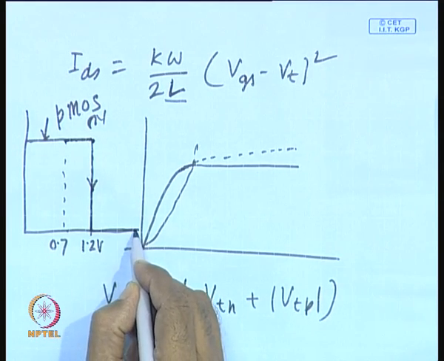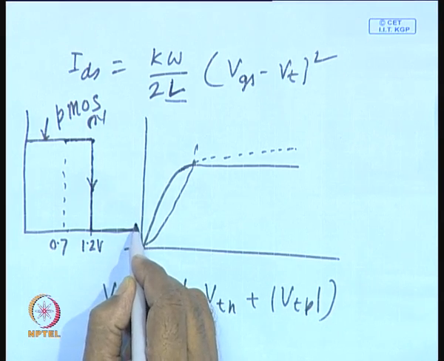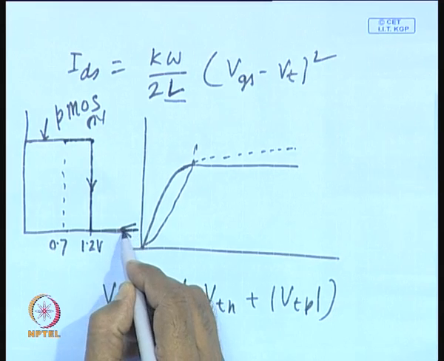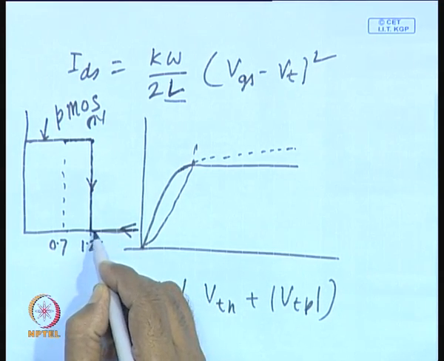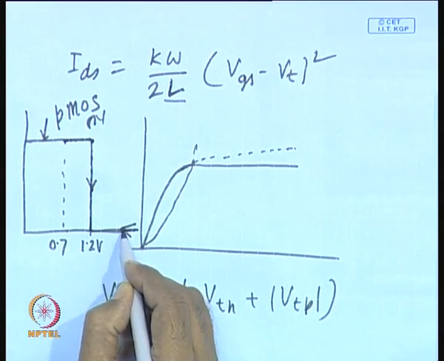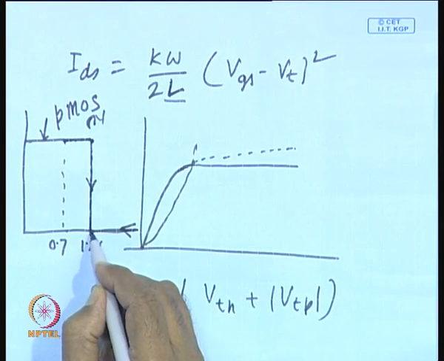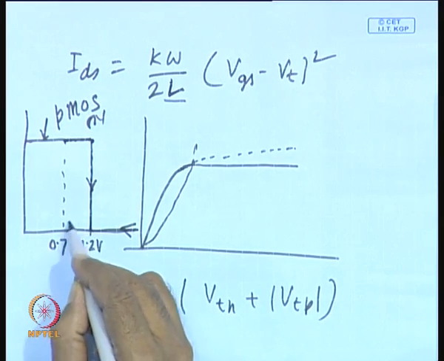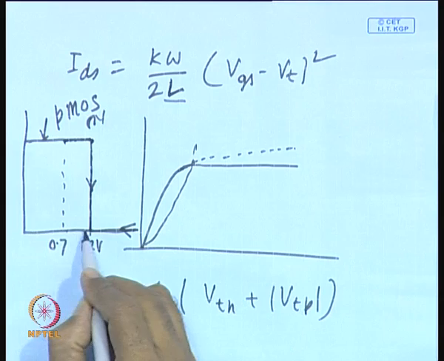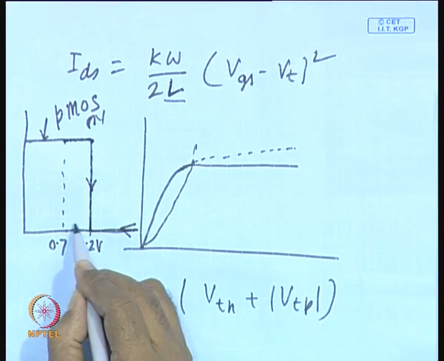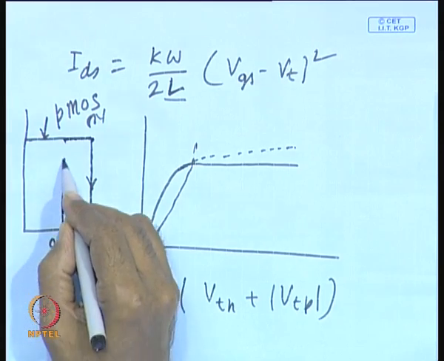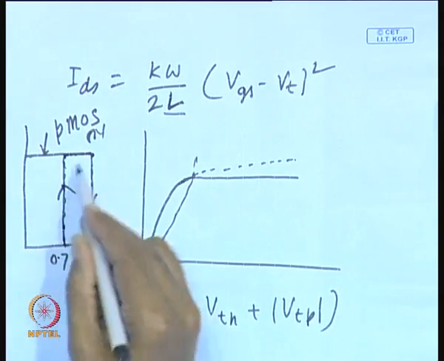Now, as you reduce the voltage from VDD towards 0 volt, then what happens, as you go towards this side, initially the NMOS transistor is on, but the NMOS transistor turns off as it reaches 1.2 volt. So, again during this part, that means input voltage of 0.7 to 1.2, none of the transistors are on, and the PMOS transistor turns on here.